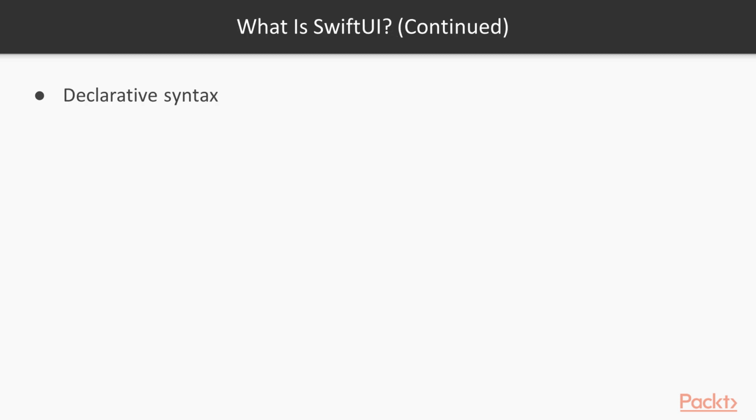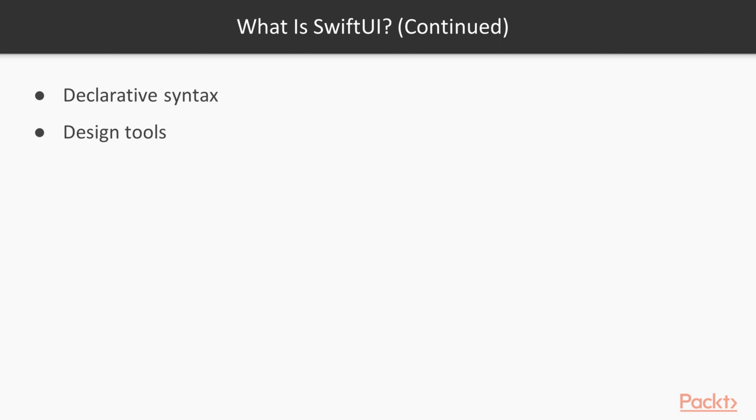Well, SwiftUI comes with a declarative syntax. That means you simply state what your user interface should do and should look like. And you're doing that in code and not inside a user interface builder anymore. This sounds like you have to write more code than before, but this is not true. You end up with less boilerplate code and your code is even simpler and easier to read.